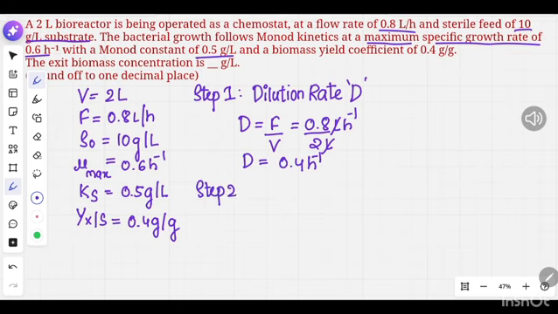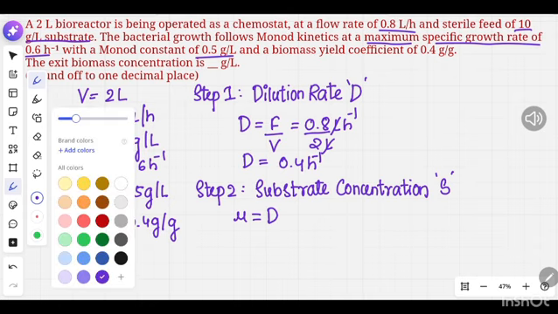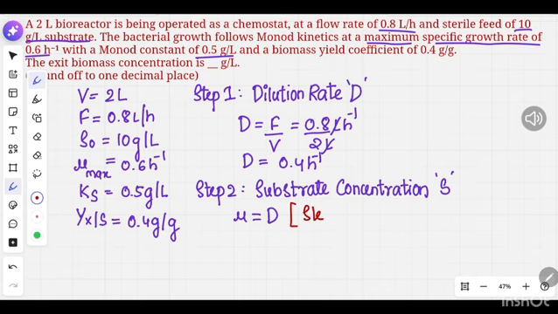Now let us come to step 2, the substrate concentration. Let us call it S. Here is the key concept. Since this is a chemostat operating at steady state, the specific growth rate mu is equal to the dilution rate D. Why? Because it is a steady state.